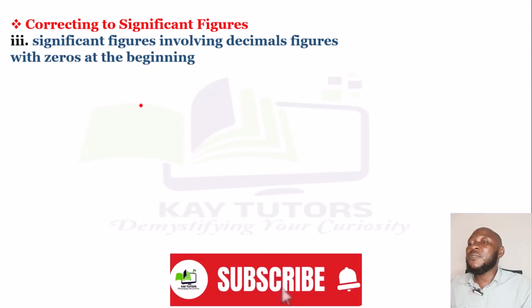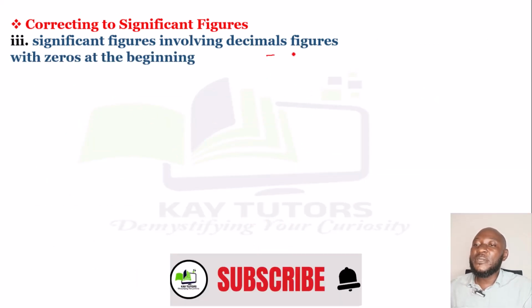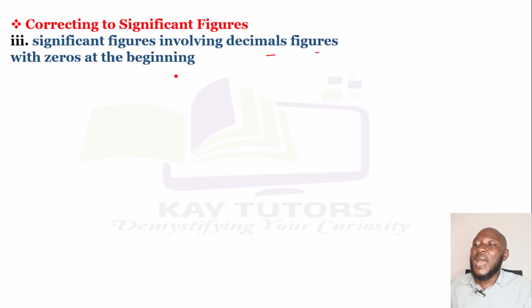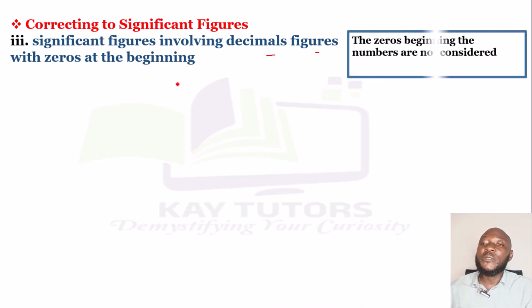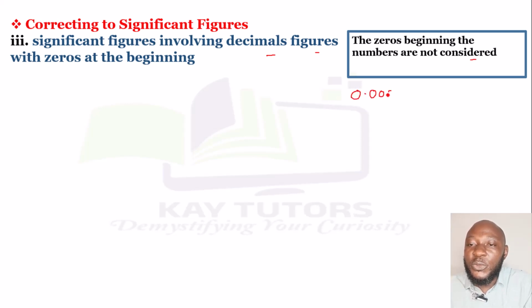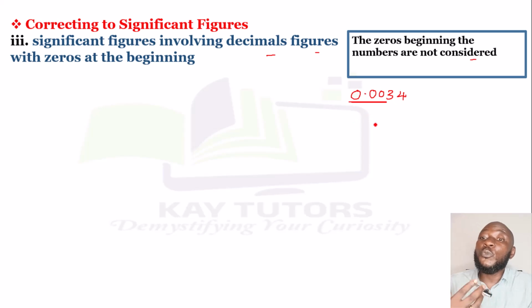So let's correct significant figures involving decimal figures with zeros at the beginning. Whenever you have something like this, what are you expected to do? The zeros beginning the numbers are not considered. Let's take, for instance, we have 0.0034. These zeros are not considered significant. So in order to write in significant figures, you start considering these numbers, but these zeros are not considered.